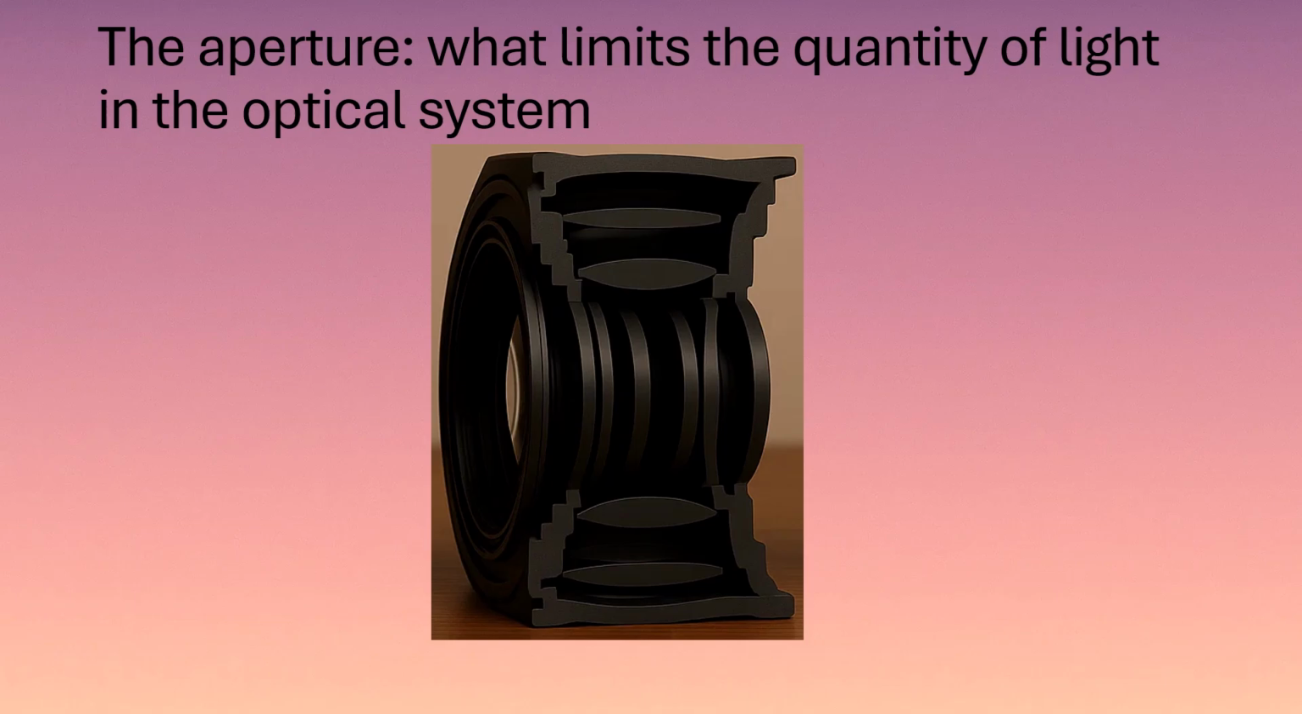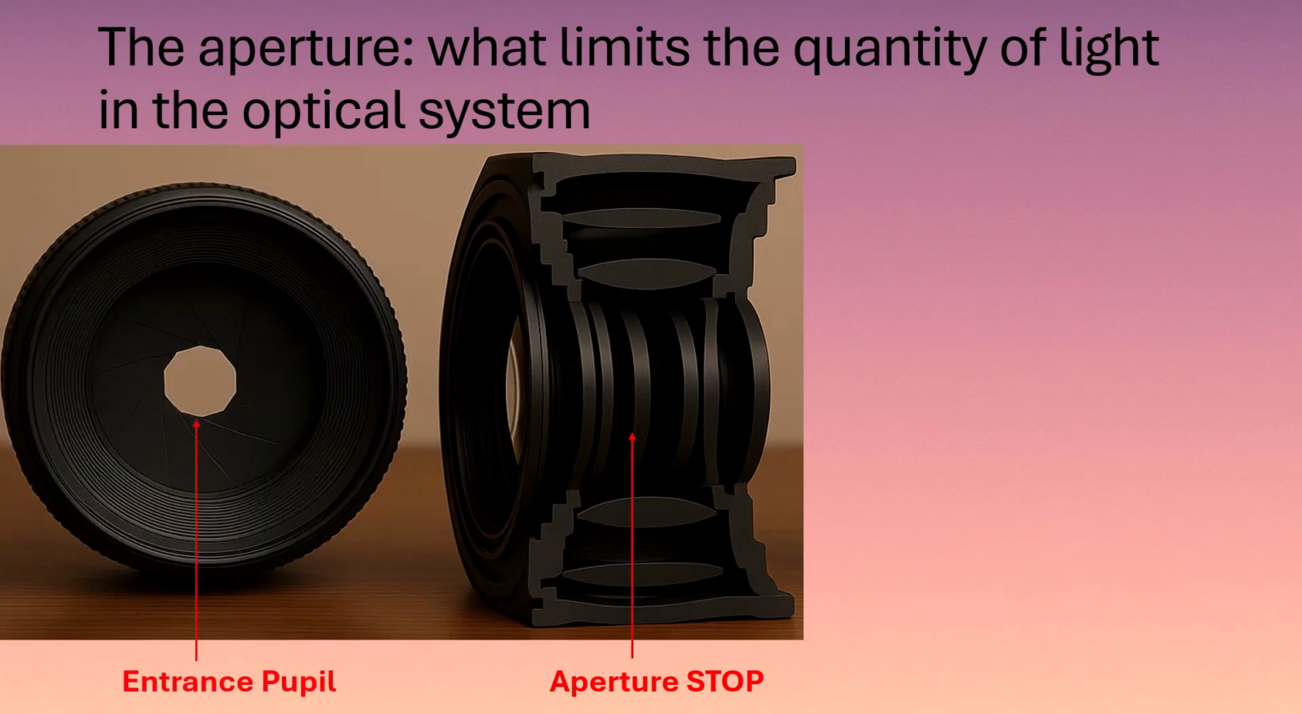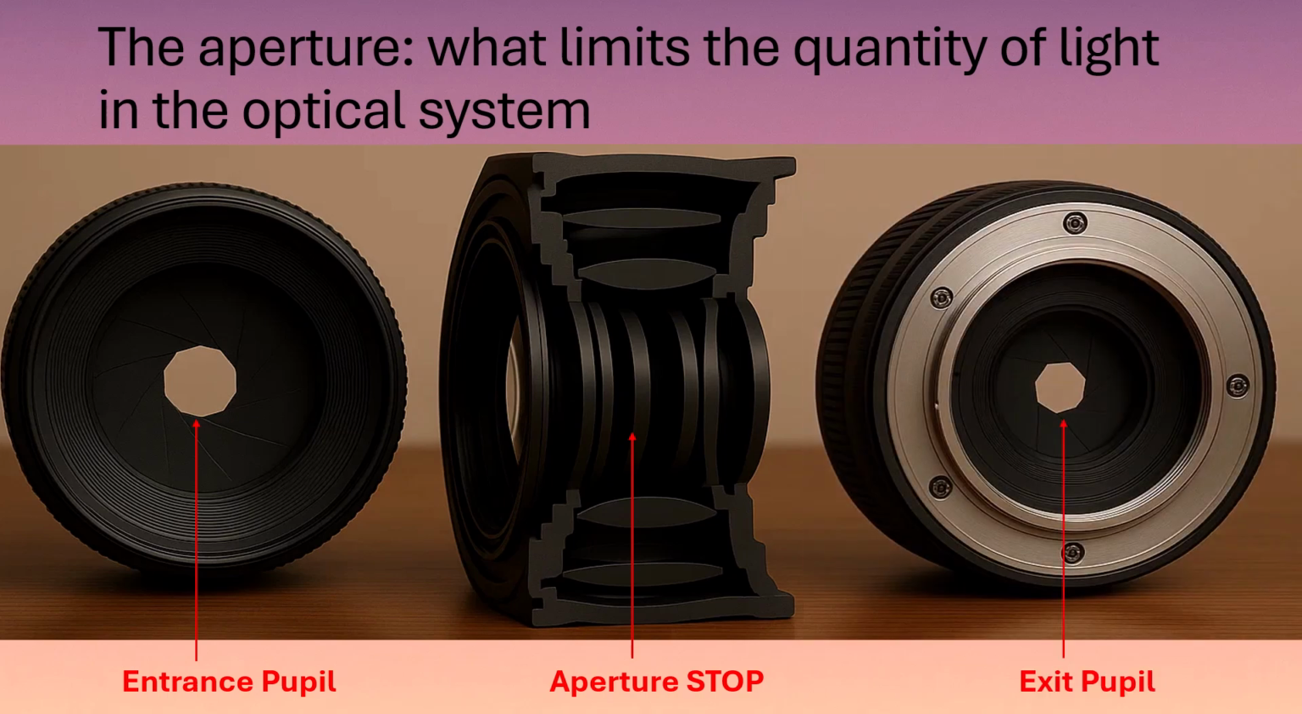Let's talk about what an aperture actually is. At its core, the aperture is a physical diaphragm inside an optical system, often referred to as the aperture stop. When you look at it from the object side, this aperture stop appears as the entrance pupil. From the image side, it's called the exit pupil. These pupils control and limit how much light enters the system, which directly affects both exposure and depth of field.